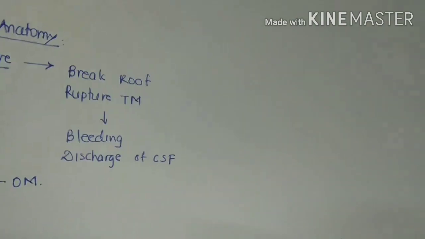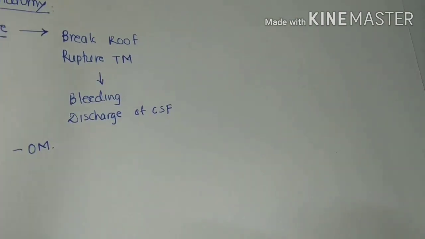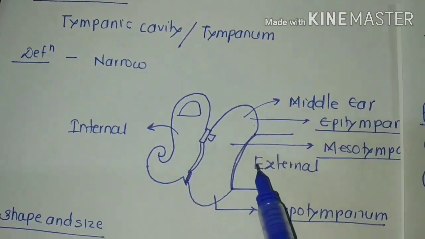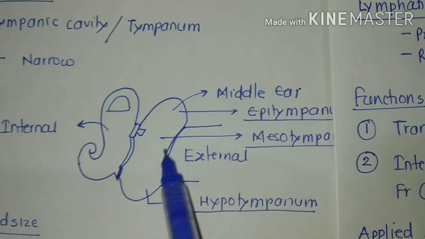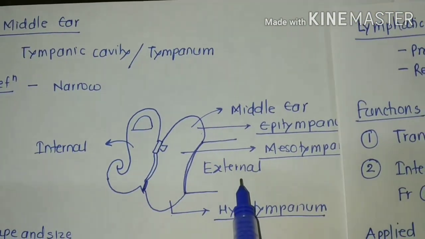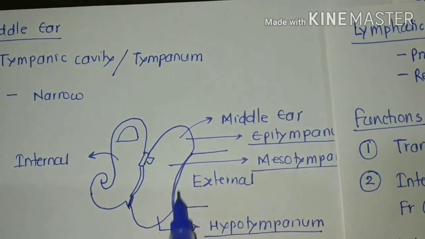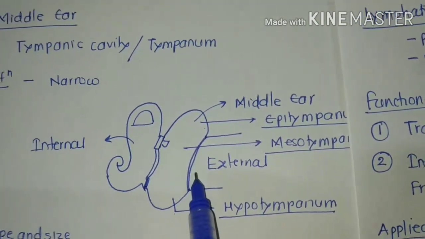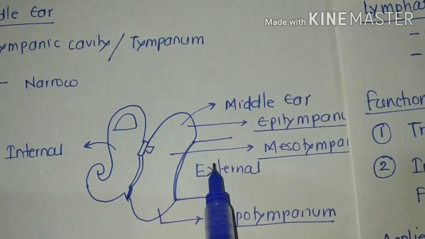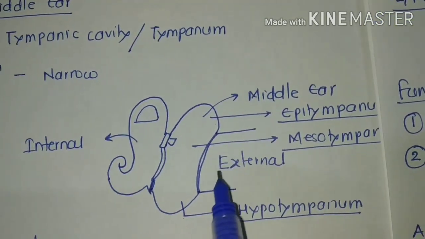Now, in this we have seen that this is the middle ear, this is the internal ear and this is the external ear. If there is pus in the middle ear, it may spread to the external ear after the rupture of the tympanic membrane. Clear? So if there is rupture of the tympanic membrane, it may spread to the external ear.